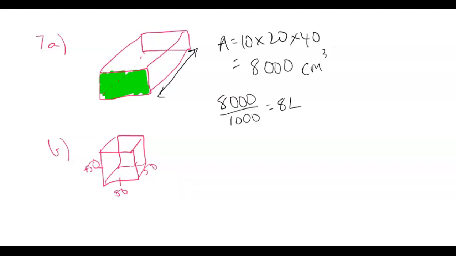Now, if you like, you can highlight your constant cross section. So that front part there. But similar to this, it's still a rectangular prism. It's just a cube. You can do length times width times height, which is the same as 50 cubed.